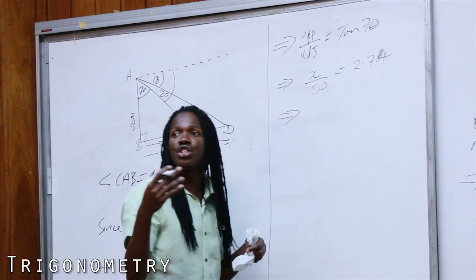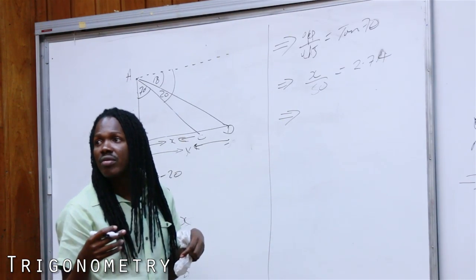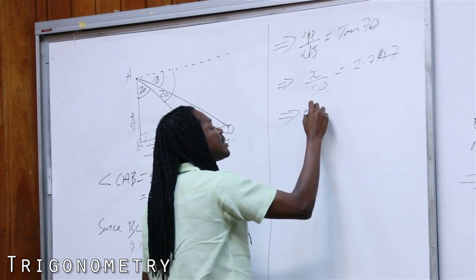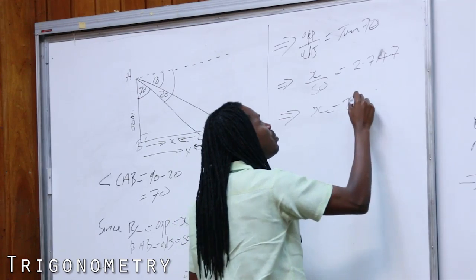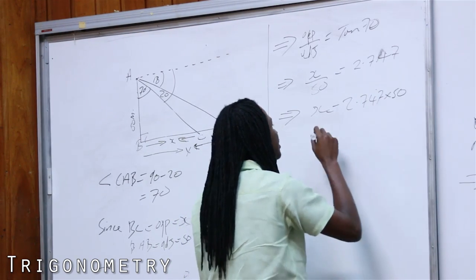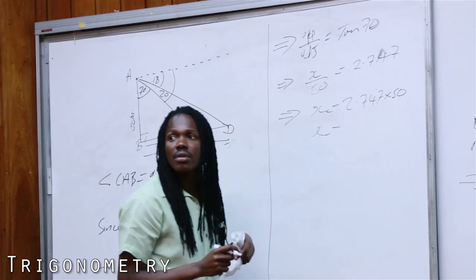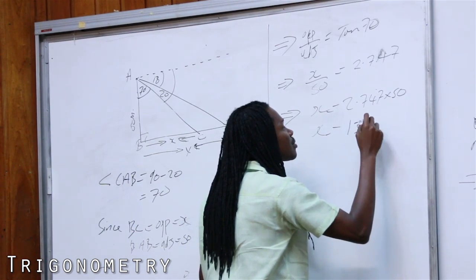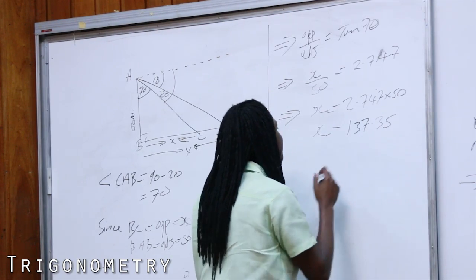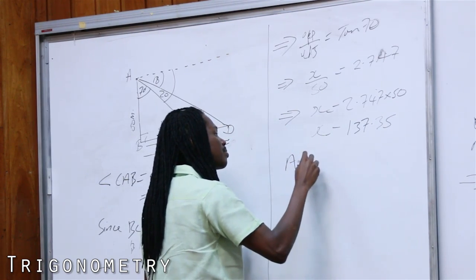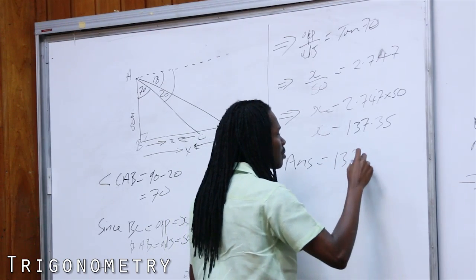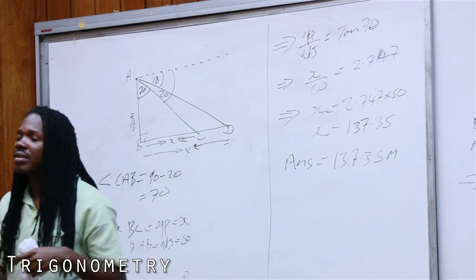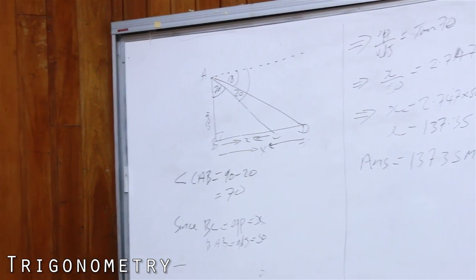No, as I say, keep it to 3 decimal places. Yes. Implies that x equal 2.747 times 50. x equal what? 0.35? Is that what the book tells you? Are we finished?